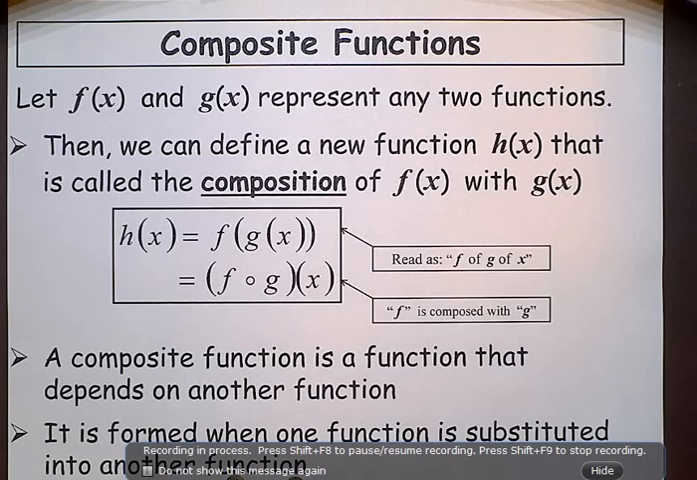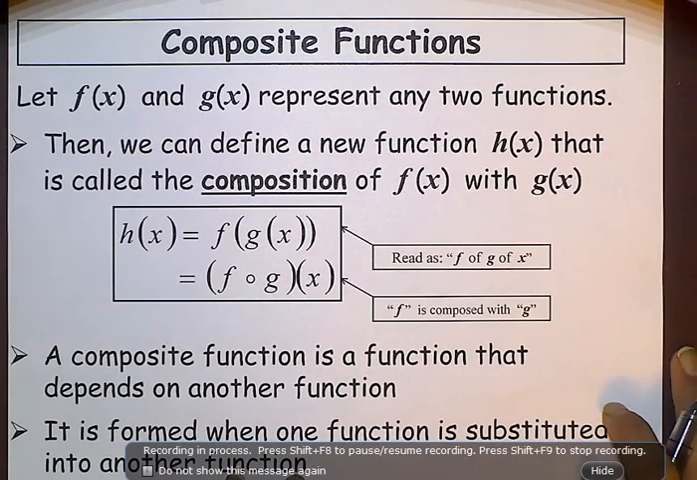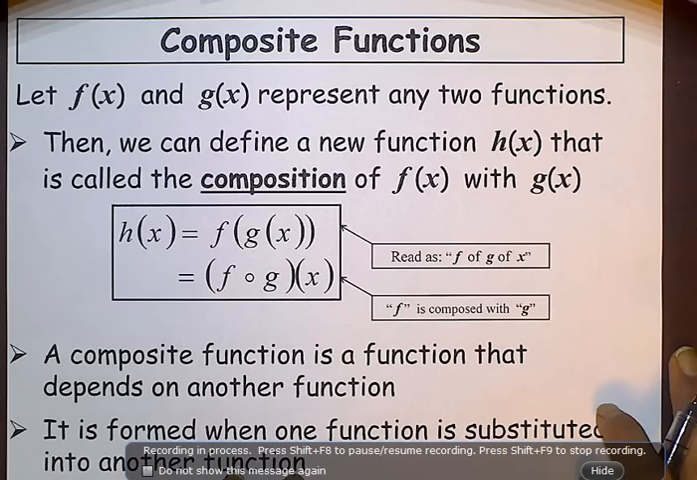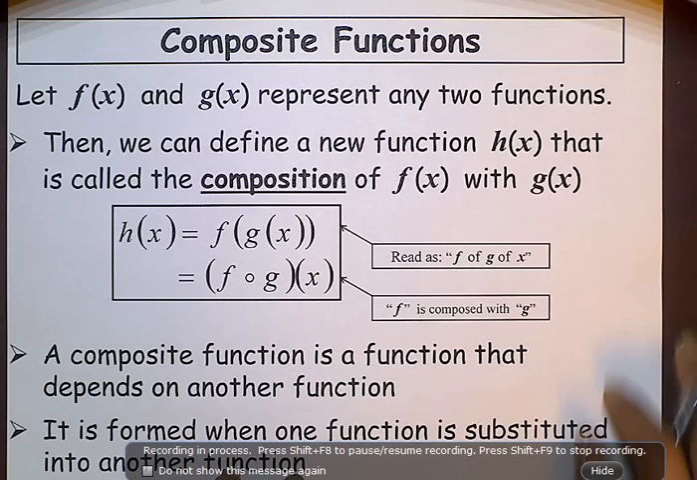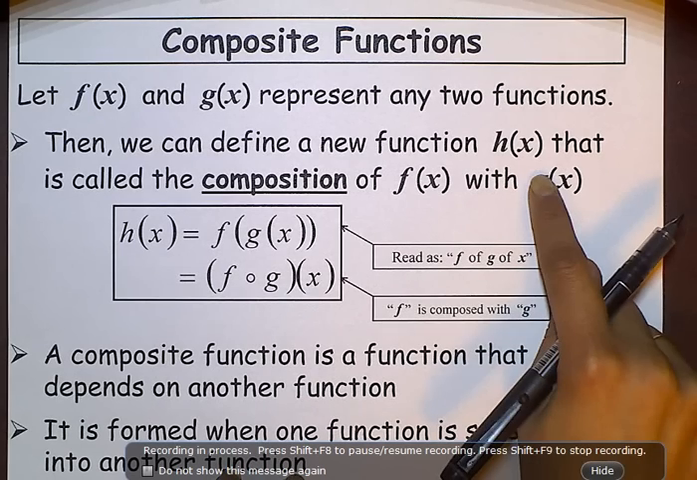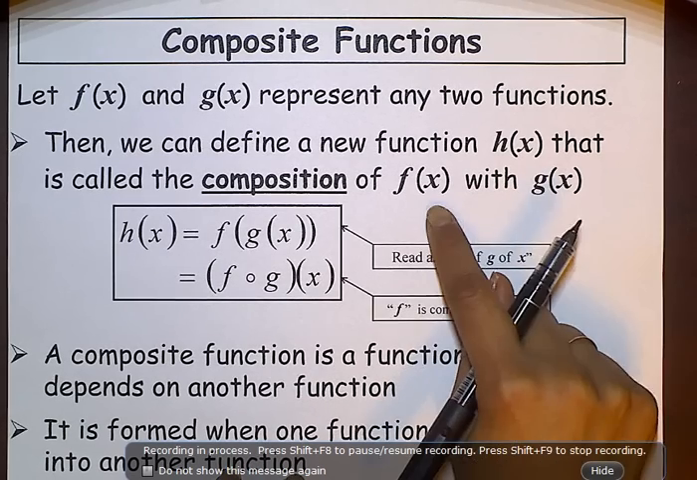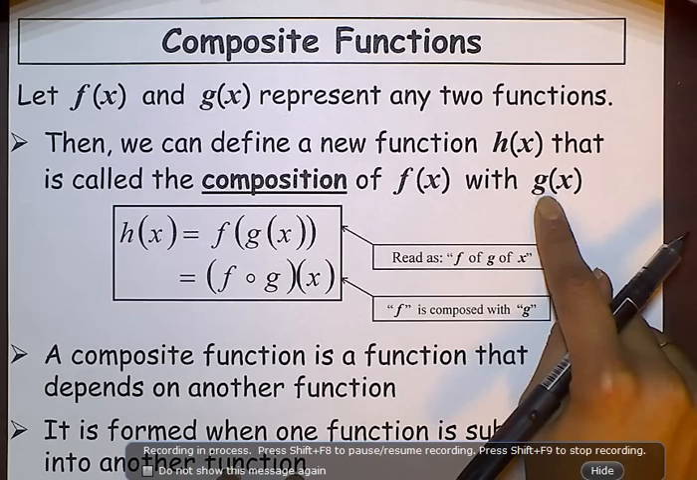Okay, so I'm just going to explain what a composite function is. A composite function is basically when one function depends on another function. So, for example, if I have two different functions, f of x and g of x, a composite function, which is h of x, is basically a composition of f of x and g of x. In other words, it is formed when one function is substituted into another function.